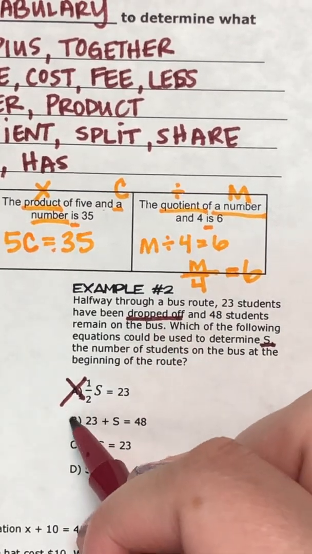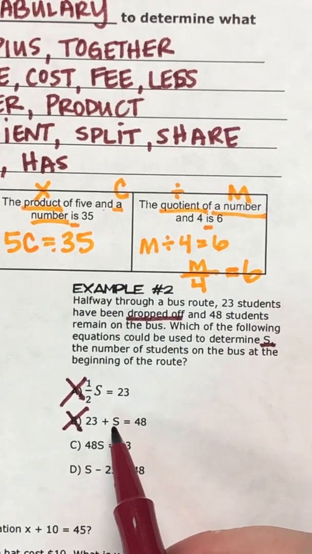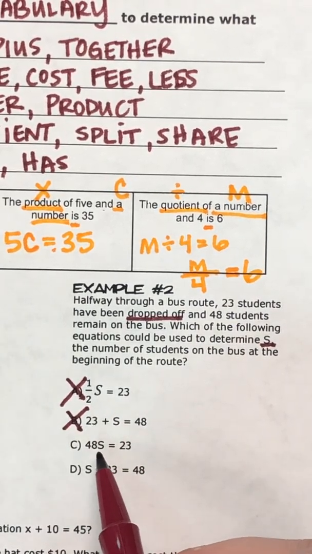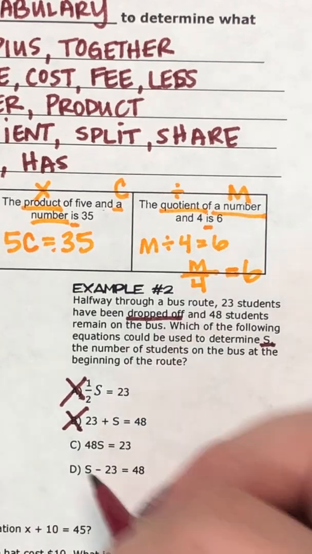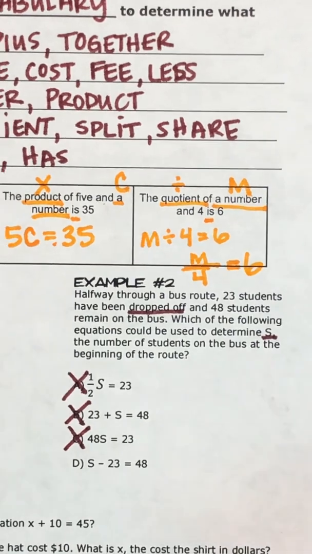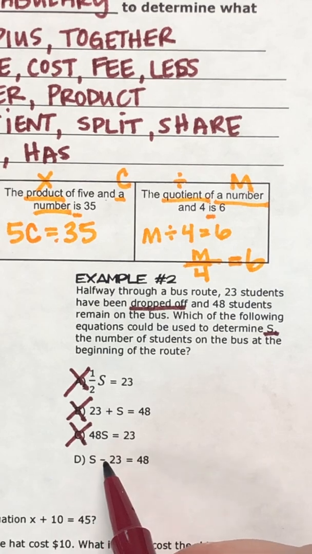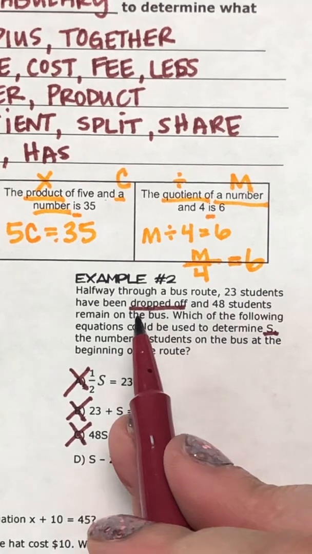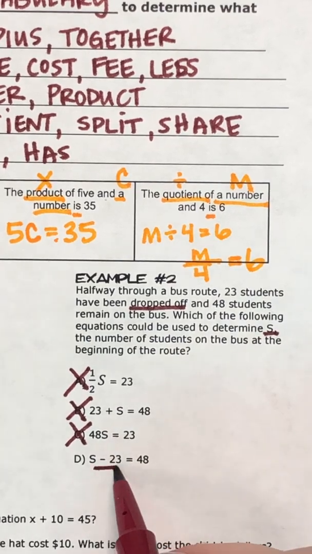So it can't be this one because that would mean students were getting on the bus. This one, it says we're multiplying students. Are we multiplying students? Not in this case, so that's not a right answer. And then letter D. Letter D says the number of students that started on the bus, and then we took away 23. We dropped off 23 students, which is what we wanted.